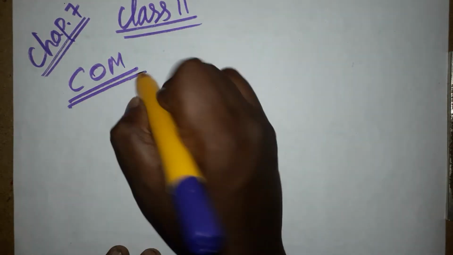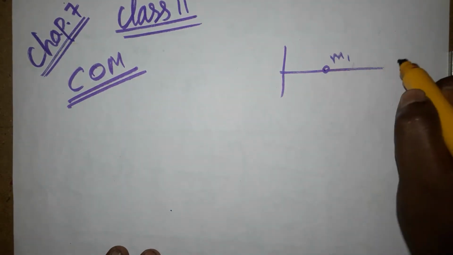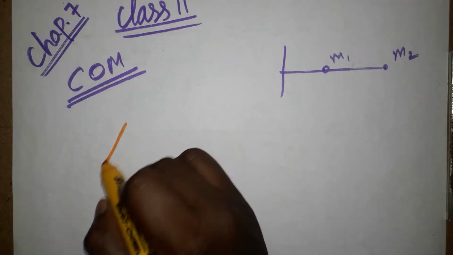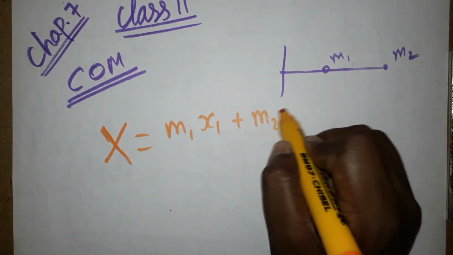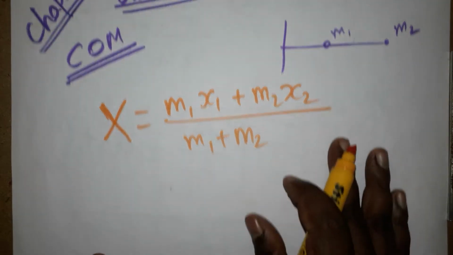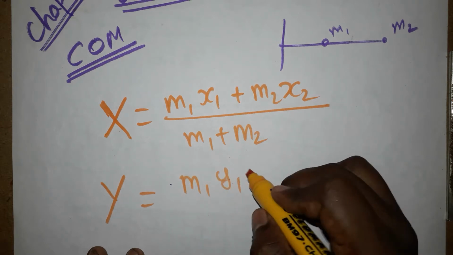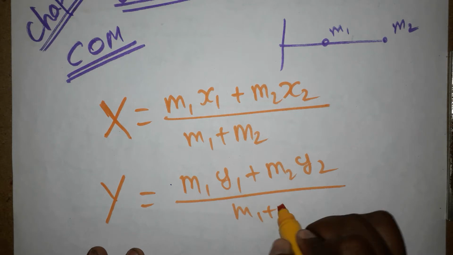Let us find the x-coordinate for two particles. Here is particle m1 and here is particle m2. So what is the way to find the center of mass? The x position: x = (m1 x1 + m2 x2) / (m1 + m2). This is for two particles. If you want y, it is y = (m1 y1 + m2 y2) / (m1 + m2).